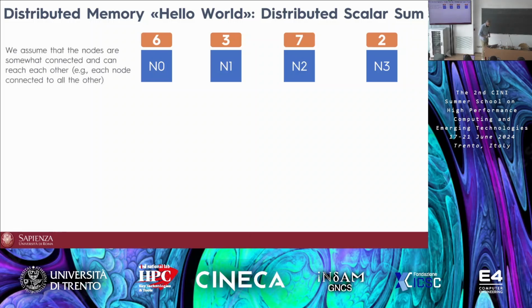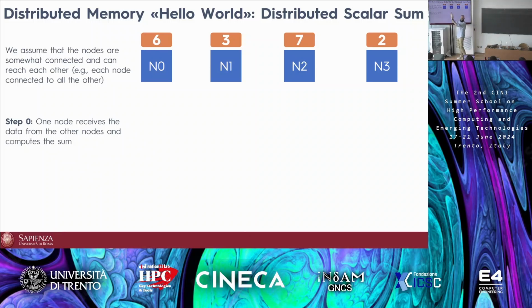Let's see a very trivial way of doing that. We assume that these nodes are connected in some way. I'm not going to assume any specific way, but I will assume that any node can send and receive data from any other node in the system. So what's a very simple way of doing that? At the first step, everyone will send their data to one node.